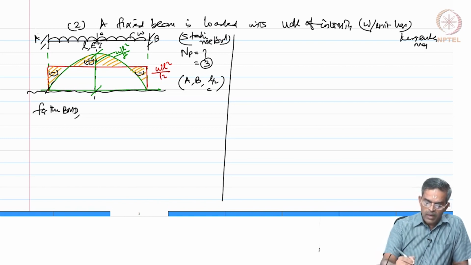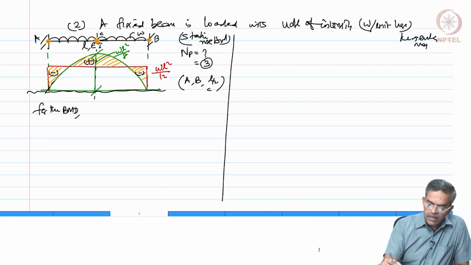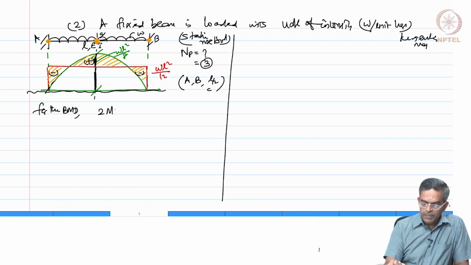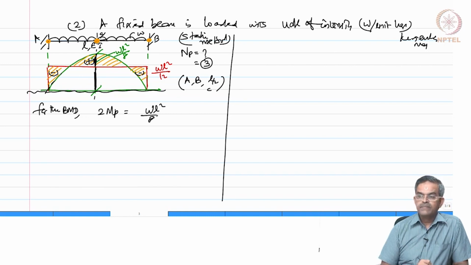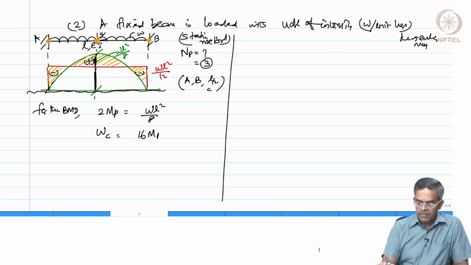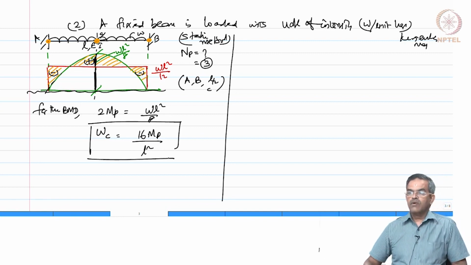Okay. So, now I have a hinge here, I have a hinge here, I have a hinge here, right. Now, I say there is a hinge here, there is a hinge here also, is it not? So, I should say 2 MP will be now equal to WL square by 8, which will give me WC as 16 MP by L square. Which is my collapse load.